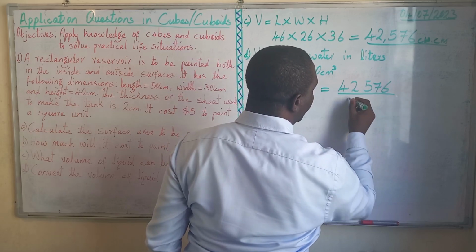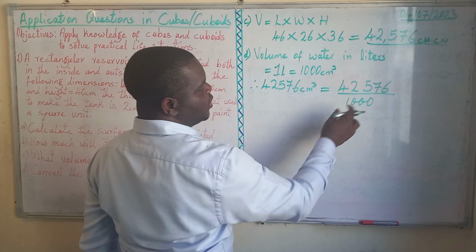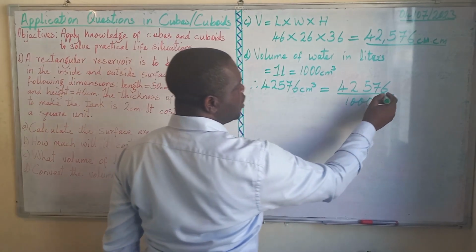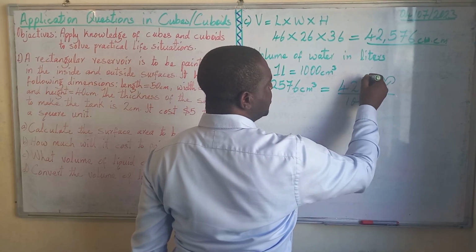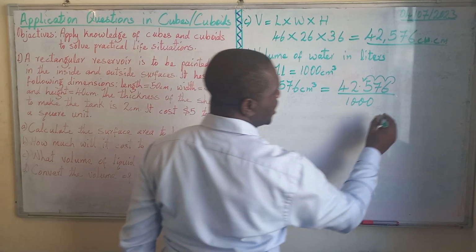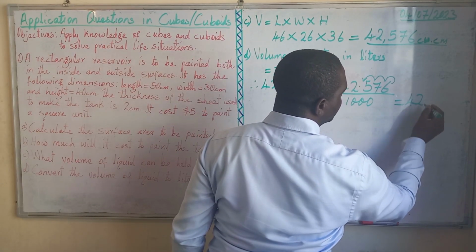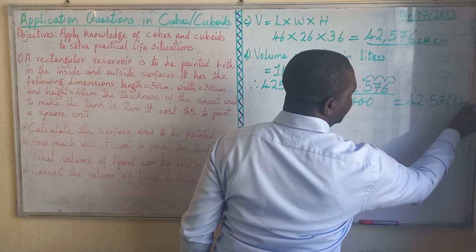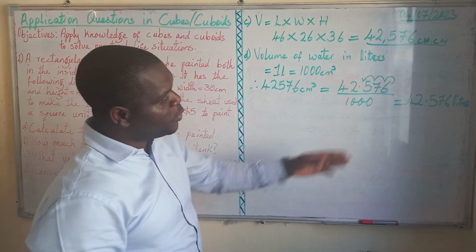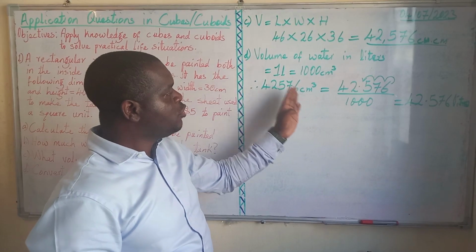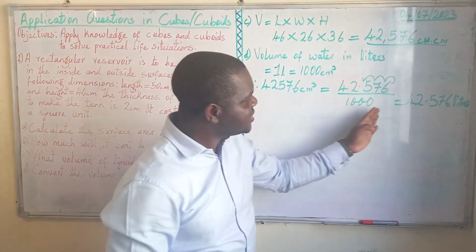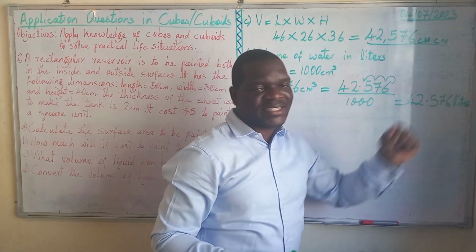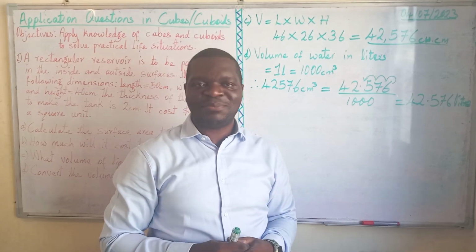42,576 divided by 1000. And we learned during our division of decimals that if we are dividing by a power of 1000, we move the decimal place to the left 3 places. So the decimal place falls here, and our answer will be 42.576 liters. Remember, our final answer is supposed to be in liters and not in cubic centimeters. So our final answer here will be approximately 42.576 liters.